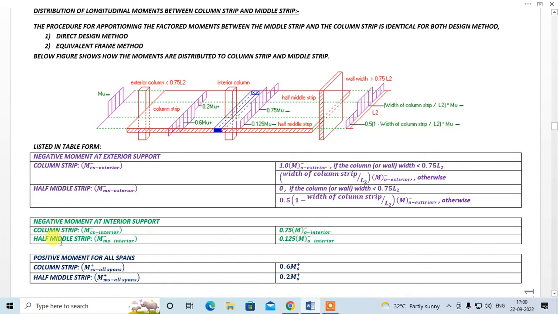Now, positive moment for all spans, whether it is an interior panel or exterior panel. Okay, this is applicable to all spans. So the column strip will take up 60% of the moment, that is your sagging moment at the midspan. Okay, 60% will go to this column strip, and 20% to the half middle strip, and another 20% to the other half middle strip. Okay, so this is how the moments are distributed to the column strip and middle strip, and for this moment the half middle strip and the column strip are designed.